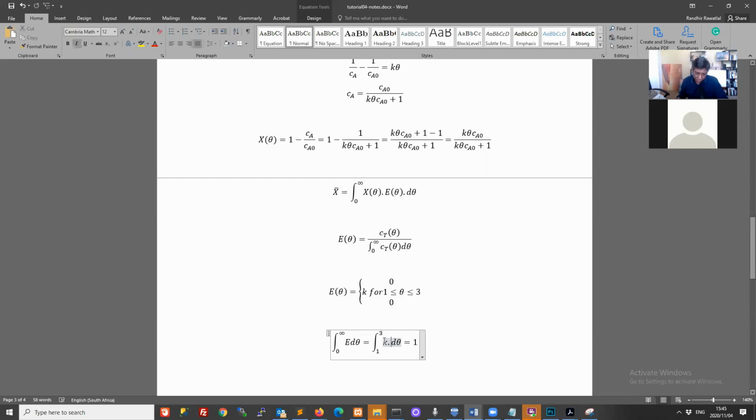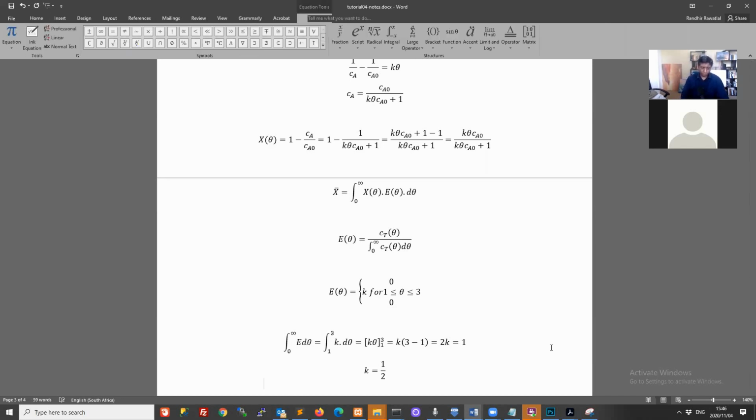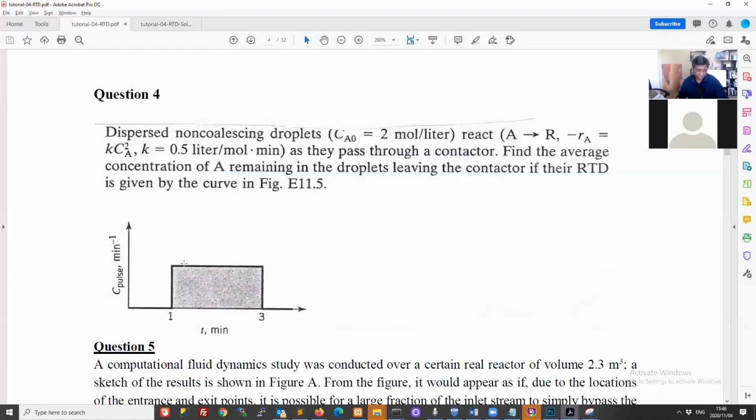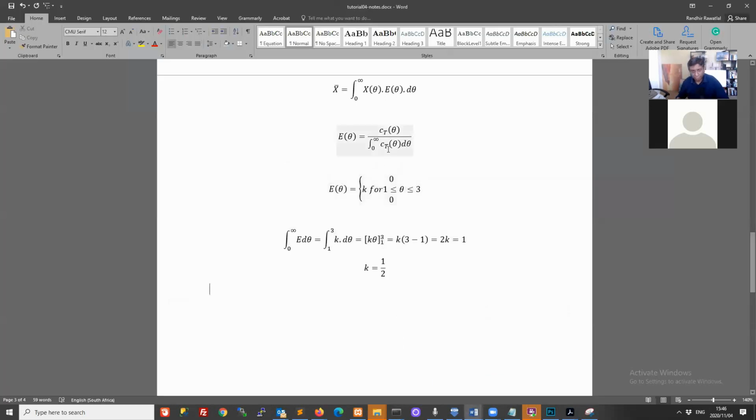And of course, K is a constant, so this integrates to K times theta, between limits 3 and 1, which is equal to K times 3 minus 1, which is 2K. In other words, K equals 1/2. Right, so in terms of E of theta, the height here is 1/2. So that's our function fully specified.